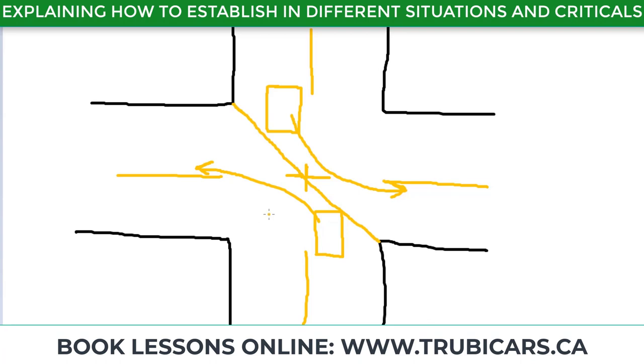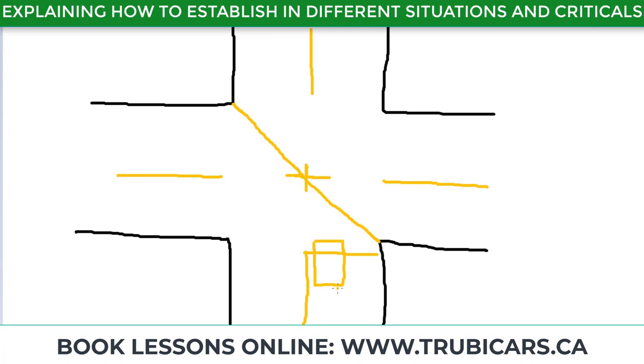Now, let me show you the common critical errors when people establish, because a lot of the time they think they have established properly, but in reality they did not. The first critical error is not going far enough into the intersection. So let's say your stop line is over here. This is your stop line. Sometimes students just stop over here. They only go a little bit into the intersection like this and they sit here. Okay, you have to claim the intersection.